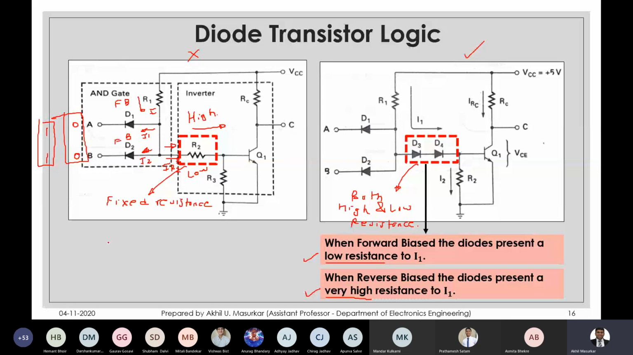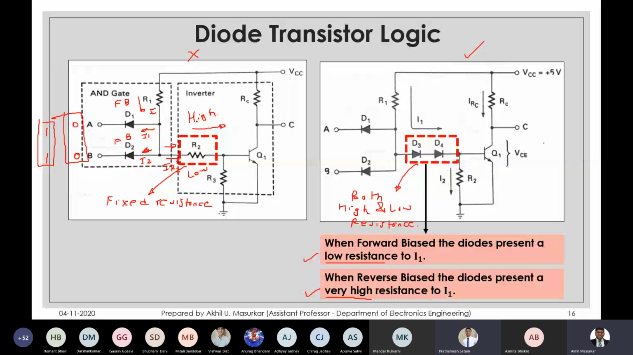So we want a device which would change its resistance based on the input voltage that it gets, and that device is the diode. When current tries to flow through this R2 branch, the resistance is low, and when the current does not try to flow through this branch, the resistance becomes high. Did you get it? Oh, yes, sir.